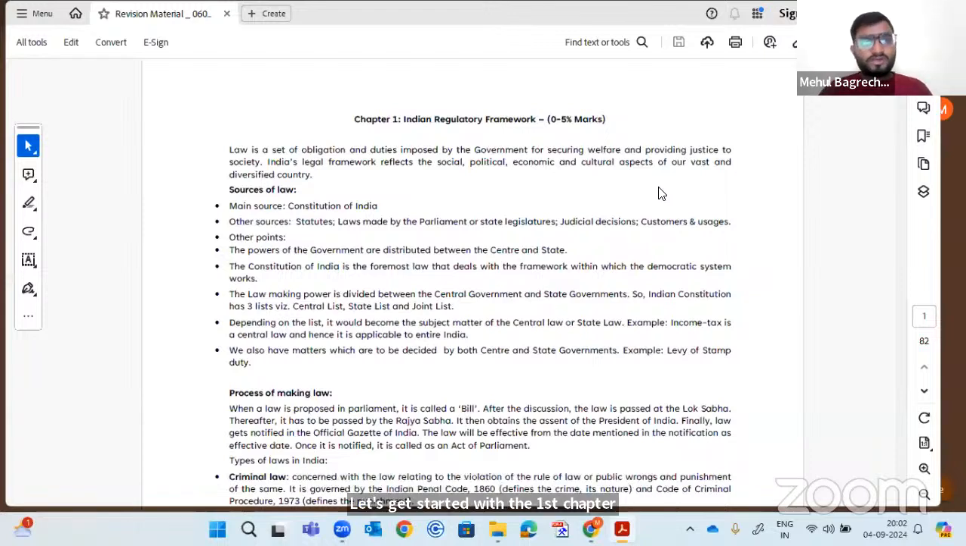Indian regulatory framework, 0 to 5%. Cakewalk topic. Focus, everyone. This topic, 100% you will have a question of 5 marks. Now, what kind of questions can they ask? They cannot ask anything outside the study material. It's hardly 10 pages. So, how do you study this? The moment you come back home after writing the accounts examination, the first chapter which you're going to cover is this one itself.